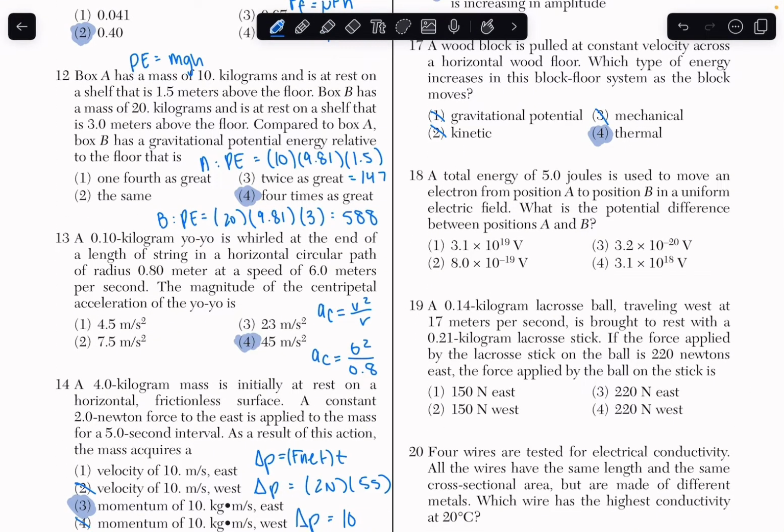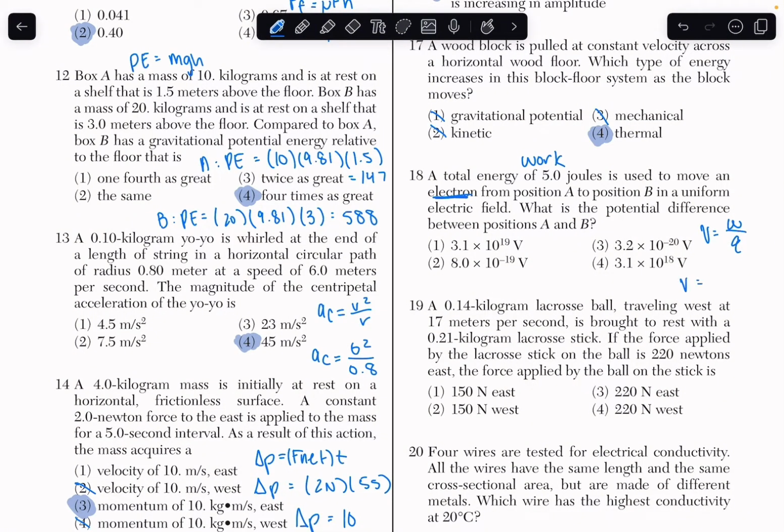18. A total energy of 5 joules is used to move an electron from position A to position B in a uniform electric field. What is the potential difference between positions A and B? So first we need to look at the information the question gave us. We know that this 5 joules represents work. And we already have the charge because the charge is just the charge of an electron. And we need to find the potential difference, which is just voltage. So we could use the equation voltage equals work over charge. And we just plug in.